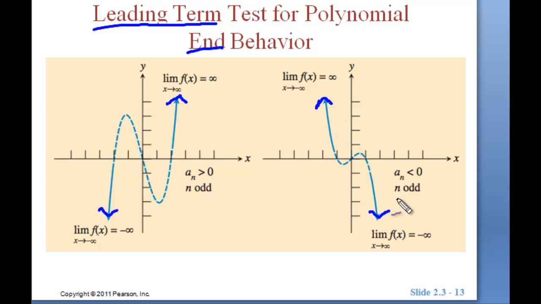So if we have a polynomial where the leading term is a positive number and the exponent is odd, we're going to have our graph going off in opposite directions, positive infinity and negative infinity. If our leading term is a negative number, then we're starting at positive infinity and going toward negative infinity, left to right.